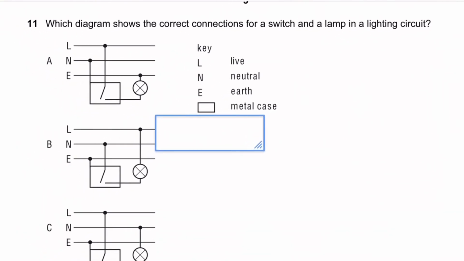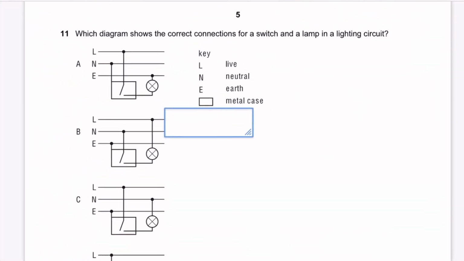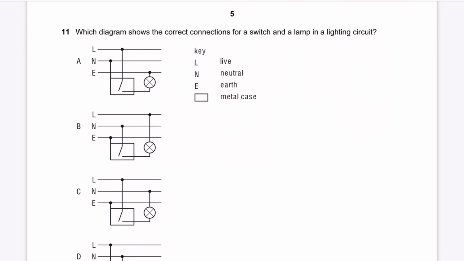Question 11. Wait, hold up. Let me zoom out first. Alright, question 11. Which diagram shows the correct connection for a switch and a lamp in a lighting circuit? Alright, you have given these options right here, and you're given the keys on this side.